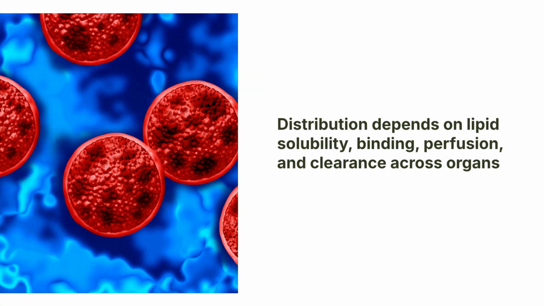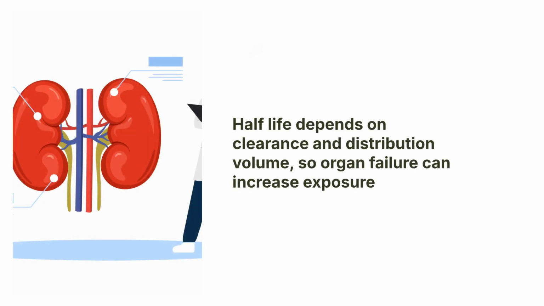Distribution is movement from blood into tissues, shaped by lipid solubility, protein binding, and tissue perfusion. Volume of distribution is an apparent volume, not an anatomical one. Clearance is the volume of plasma cleared of drug per unit time across renal, hepatic, and other routes. Clearance and volume of distribution together determine half-life. Half-life is a derived value, not an independent property. When the clearing organ fails, clearance falls. So renal or hepatic impairment can raise exposure even if the dose is unchanged.